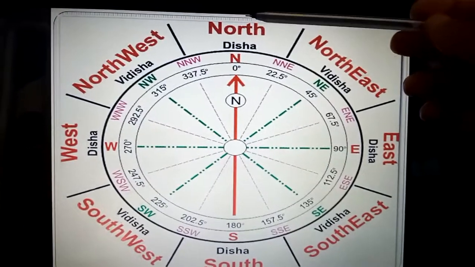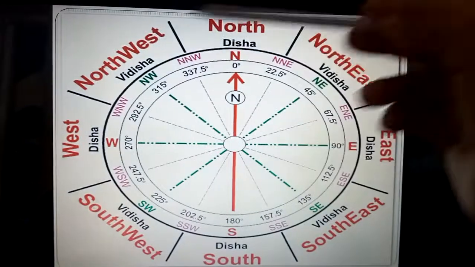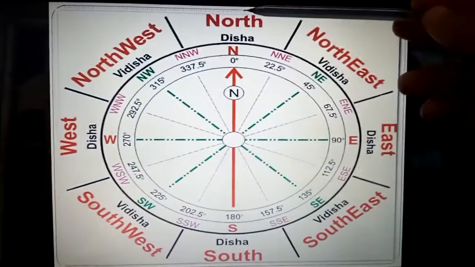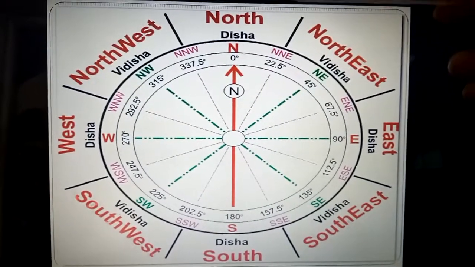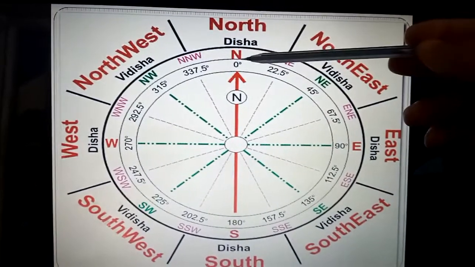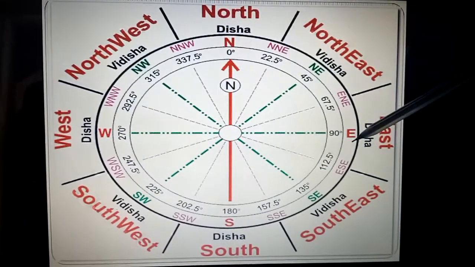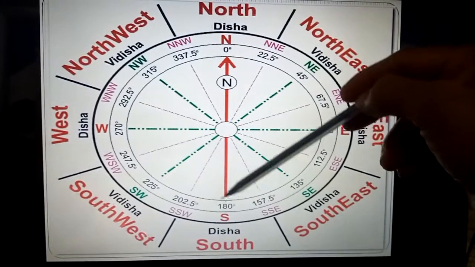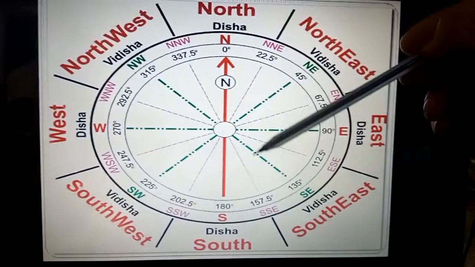Four major directions: north, east, south and west. These are called cardinal points because they are always constant and never change. After that, if we see, north represents 0 degrees or 360 degrees, east represents 90 degrees, south represents 180 degrees, and west represents 270 degrees.